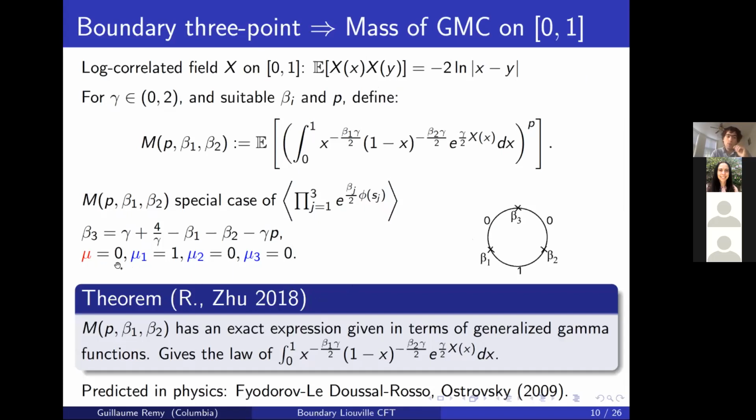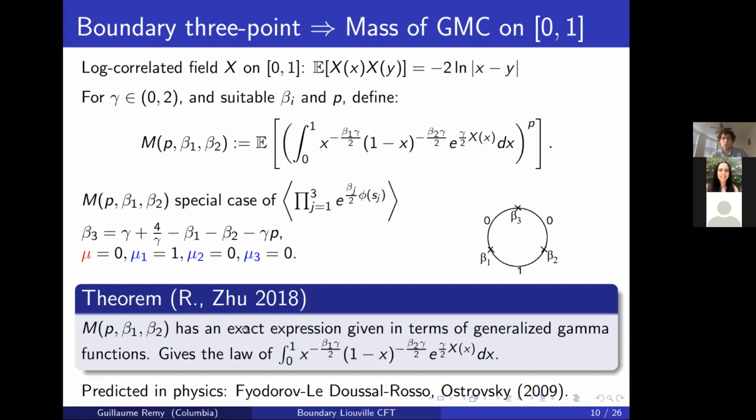The choices you make: as in the previous slide, the red parameter mu is set to 0. And here's where it's important to have the freedom to choose the cosmological constants on the boundary. You choose them to different values. You put 3 insertion points on the boundary, and you put these 3 constants. You put 2 of them to be 0, so it's like you're deleting these 2 arcs, and 1 you just set to 1. It turns out after this that the boundary 3-point function is a special case of this function capital M.